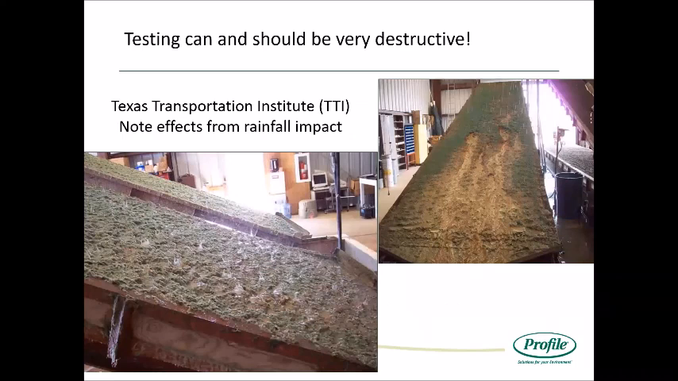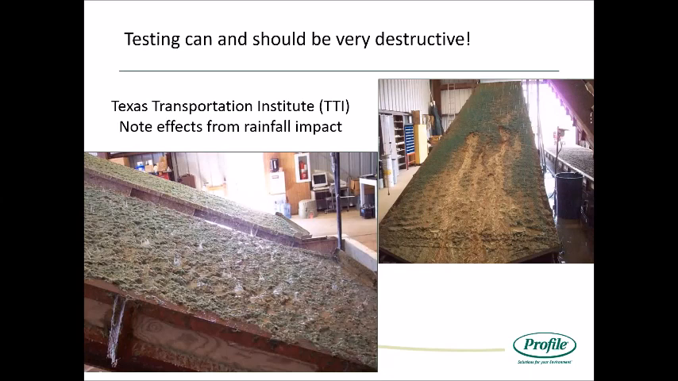So how do we do our testing? Typically, we do testing at two laboratories, Texas Transportation Institute, as well as UWRL, Utah Water Research Laboratory. And here we have some examples of how intense the rainfall should be when we're doing these destructive tests. So you can see the rainfall impact on the left, and you can see the destruction of the product on the right. So you can see some rills forming at the toe of the slope, which is what we want to see when we're testing a product.